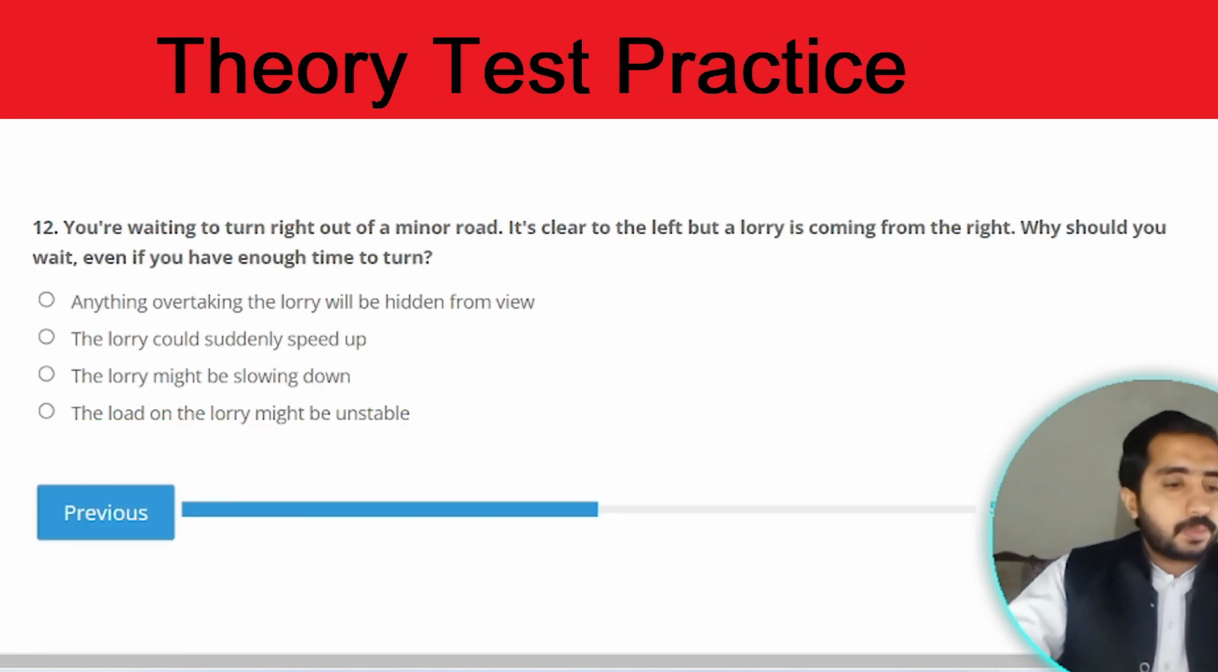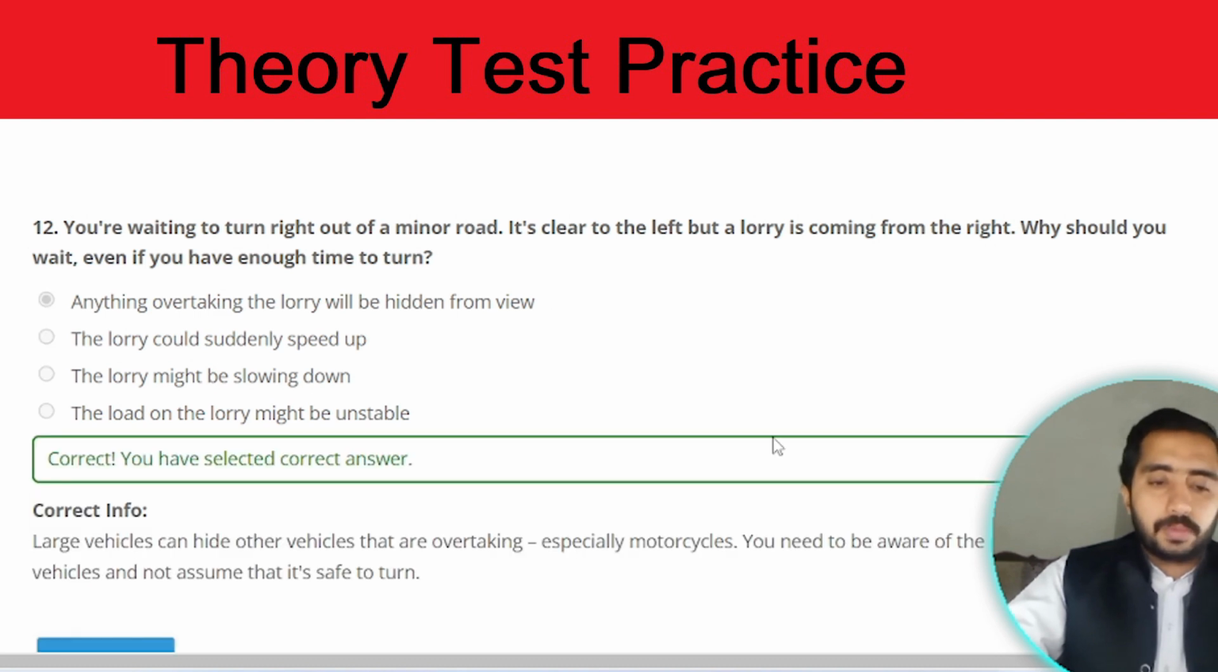Next one. You are waiting to turn right out of the side road. It's clear to the left, but a lorry is coming from the right. Why should you wait even if you have enough time to turn? Why do you need to wait? In this situation, the lorry could hide an overtaking vehicle from your view. Option A is the correct one.